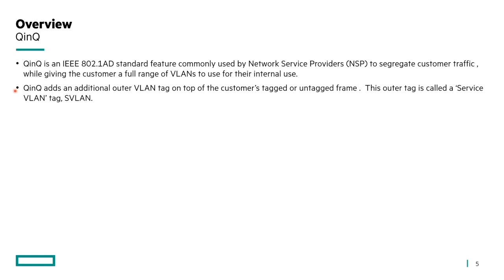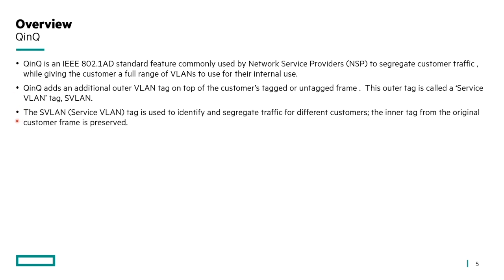QinQ adds an additional outer VLAN tag of the customer's tagged or untagged traffic. The outer tag is called the service VLAN tag, known as the SVLAN. So this additional tag provides a mechanism for the service provider to encapsulate and segment the customer's traffic. The traffic received from the customer can be tagged or untagged. The general recommendation, though, is to receive tagged traffic from the customer or tenant. This is to have a uniform source and destination customer network endpoints with an 802.1q tag. A mismatch at either end will break the connectivity model. I'll highlight this in the next slide on a schematic.